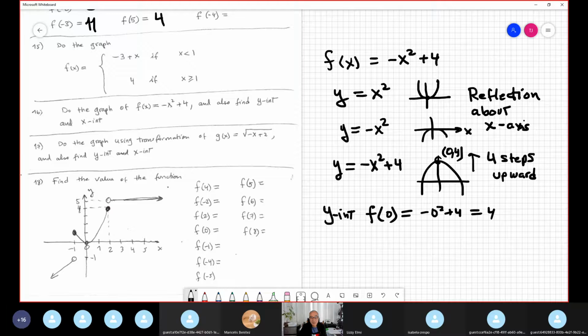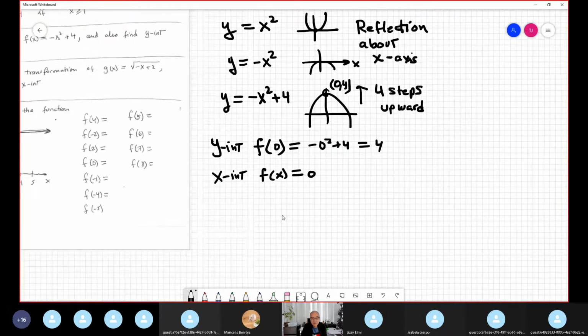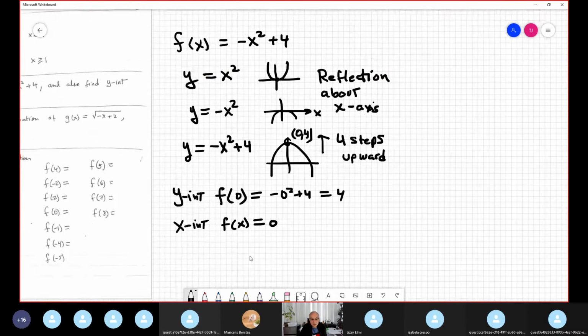The x-intercept is the point in which the parabola crosses the x-axis, and for the x-intercept the formula is different: f of x equals 0. And f of x in our problem is minus x squared plus 4. But actually, the thing I need to do is solve this quadratic equation.